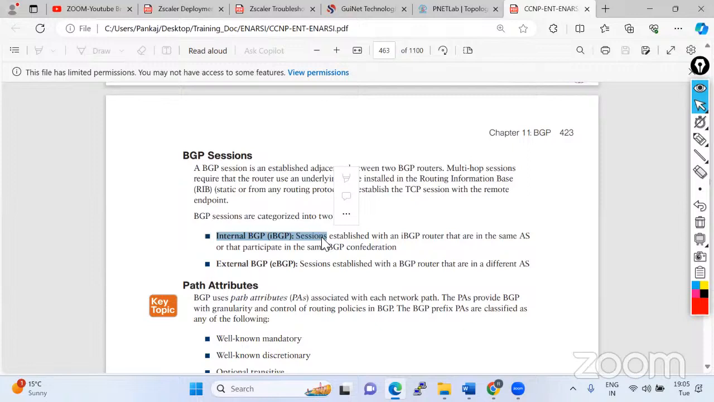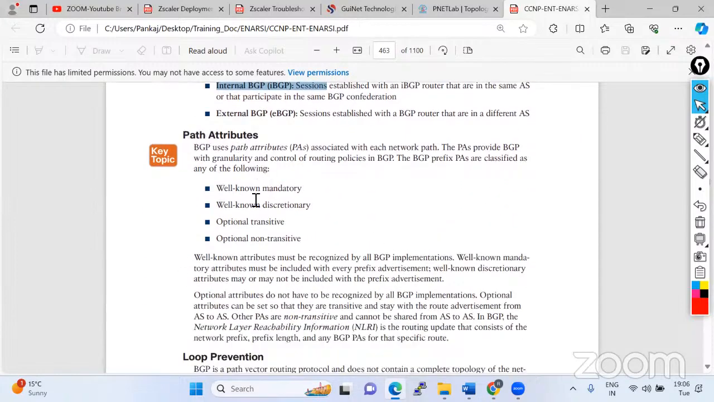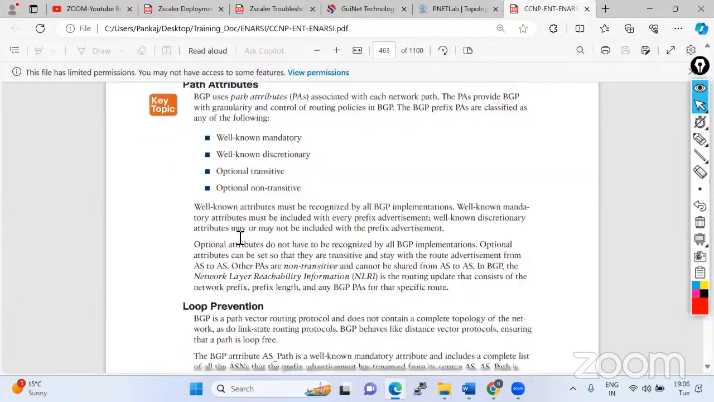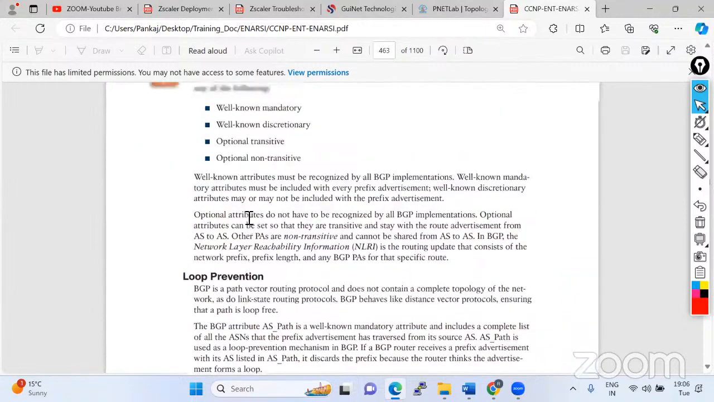But if I'm going to use the public, then I require a public AS number and public IP address. If I'm going to use MPLS, then a private AS number and private IP address. But two different AS numbers will definitely be there to make that connectivity. So these are the eBGP and iBGP connectivity. We have the path attributes: well-known mandatory, well-known discretionary, optional transit, optional non-transit, and loop prevention. So we discussed those, right?